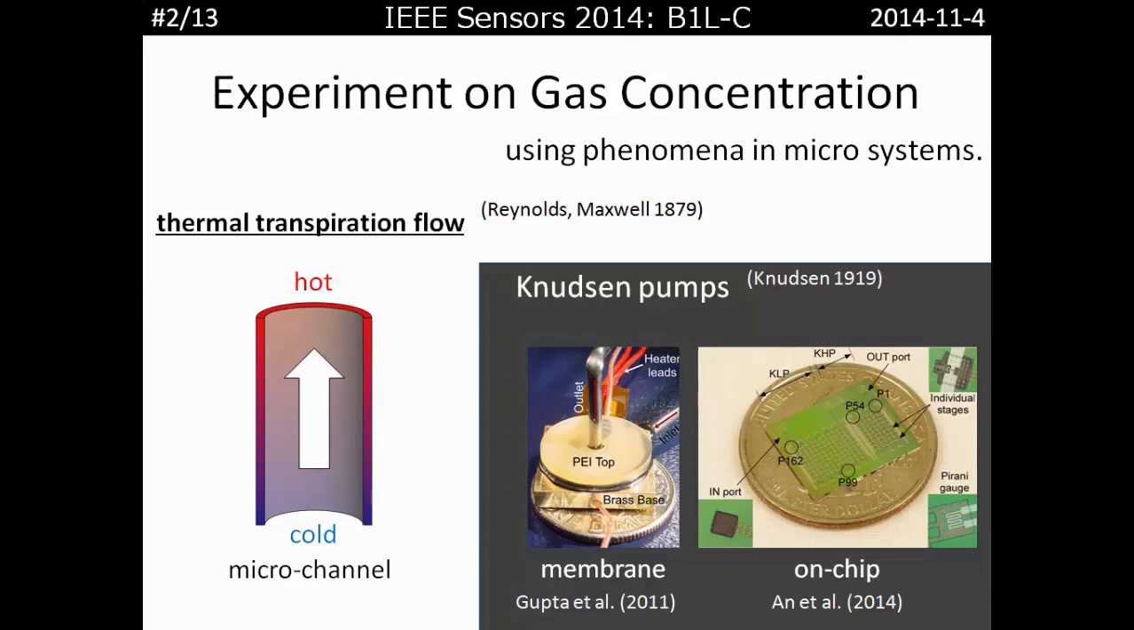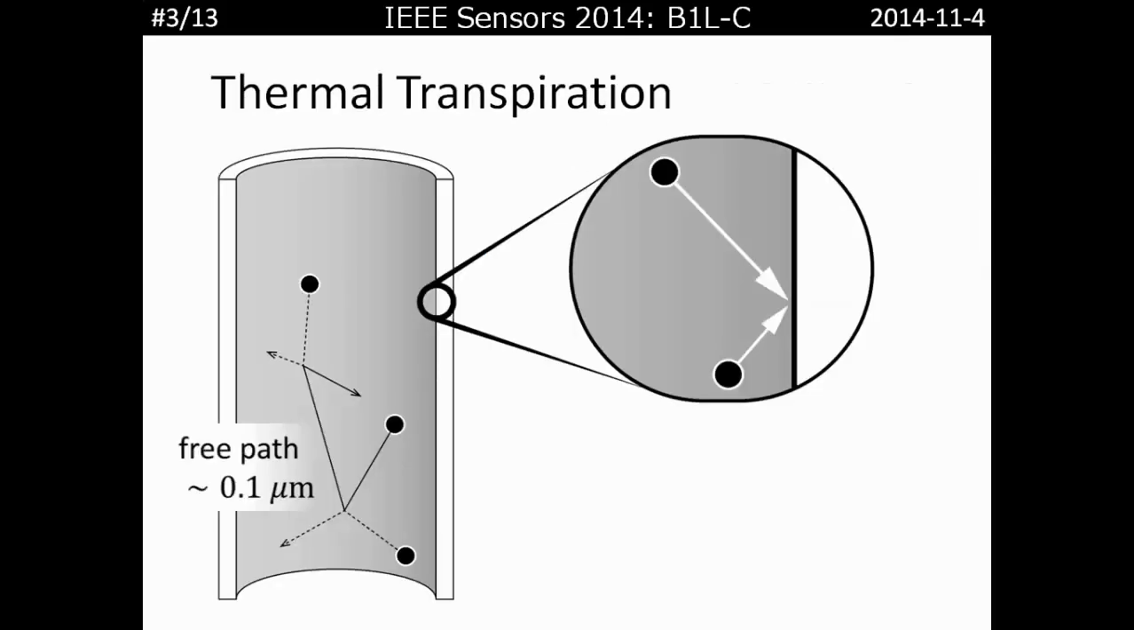In recent works, Knudsen pumps are implemented as a dime-sized pump using a porous membrane or a micro-machined on-chip pump. So our concentrator can also be implemented on these microsystems. To start with, I briefly introduce thermal transpiration.